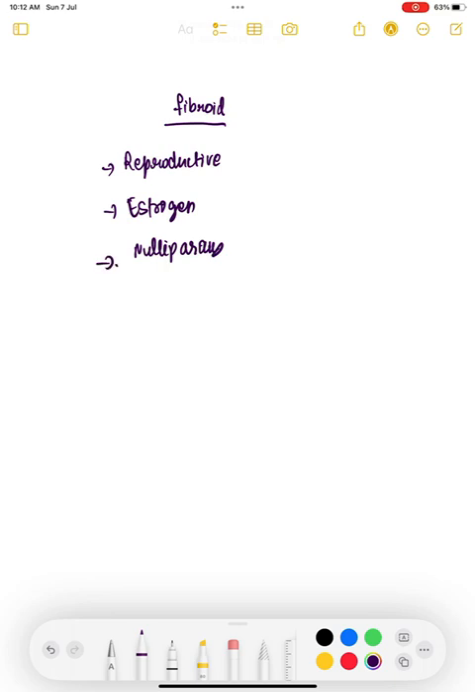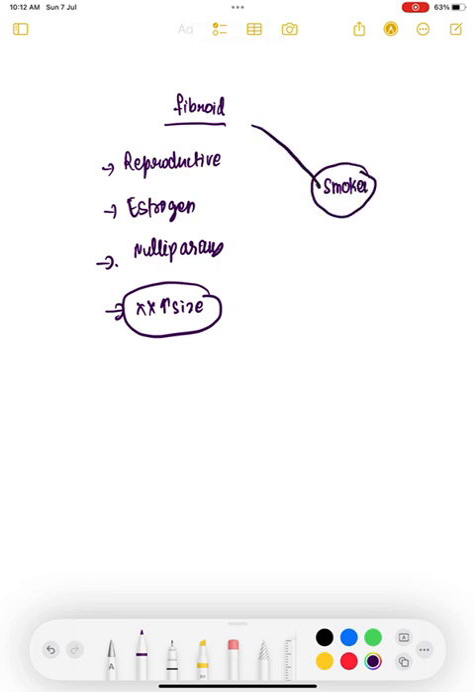And most fibroids, remember, will not increase in size during pregnancy. If a pregnant lady comes with a fibroid, don't do anything, just leave it alone. Okay. And if a lady is a smoker, is she at high risk for fibroid? No, because smoking will reduce the estrogen level, so it's not a risk factor for fibroid.